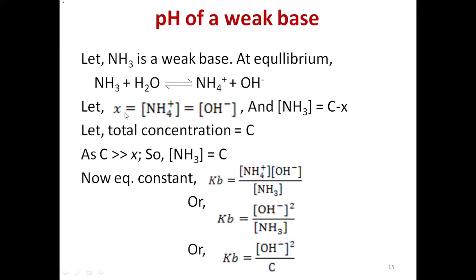since the concentration of ammonia which is dissociated in the water will be assumed to be X. So X equals ammonium ion equals hydroxyl ion. That means if one ammonium ion is produced, at the same time one hydroxyl ion will also be produced. Number of ammonium ions equals number of hydroxyl ions. And if C is the total concentration, then the concentration of ammonia equals C minus X, as it is partially dissociated in water.